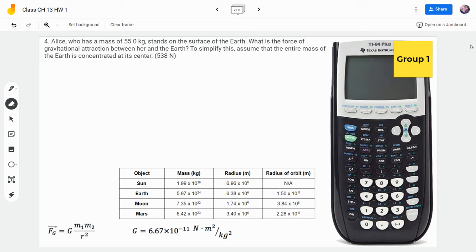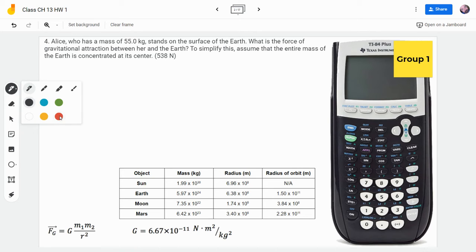This is Chapter 13, Homework 1, Problem 4. This is basically just getting more practice in using the EE function, enter exponent, on a scientific or graphing calculator. Because to do problems like this, you really have to do it that way. So let me show you what's going on here.